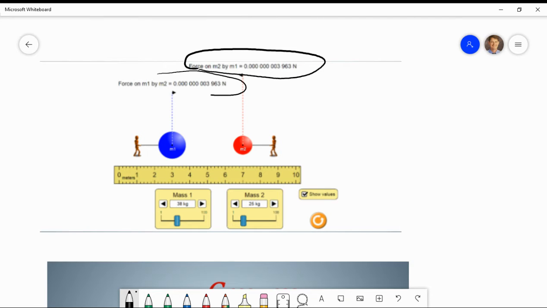What does that sound like? It sounds like force pairs. All forces come in pairs. Gravity is no different. The Earth is pulling on you, yes.